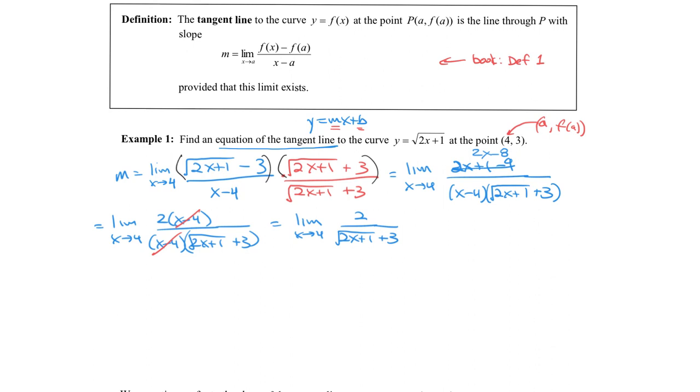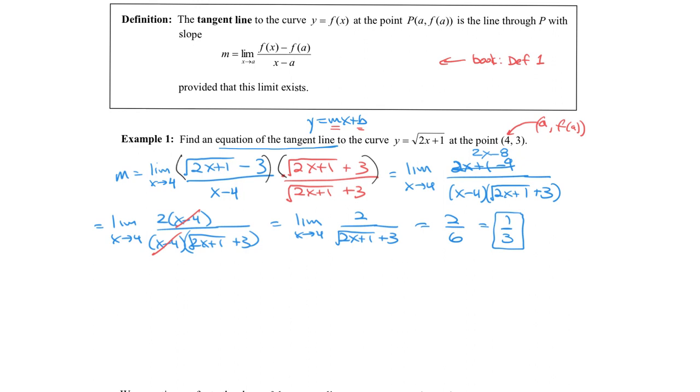Now we can take the limit. I can plug in 4 here, and we'll get the square root of 9, which is 3, plus 3. So we get 2 over 3 plus 3, which is 6, which reduces to 1/3. So we've got our slope. So remember, we're looking for the equation of a line. We know the slope now is 1/3. We have a point, so now we are all set.